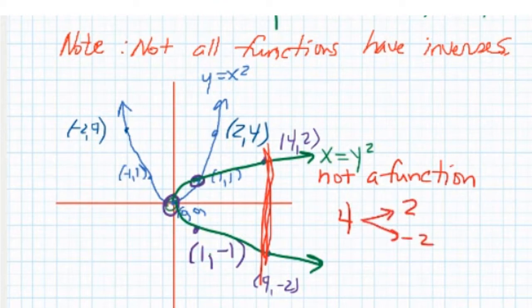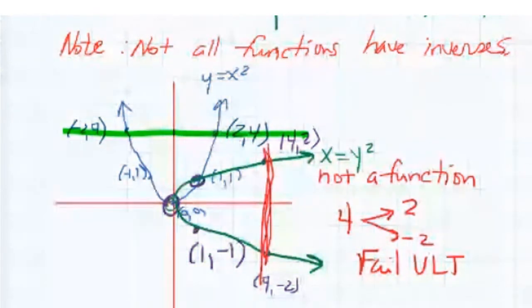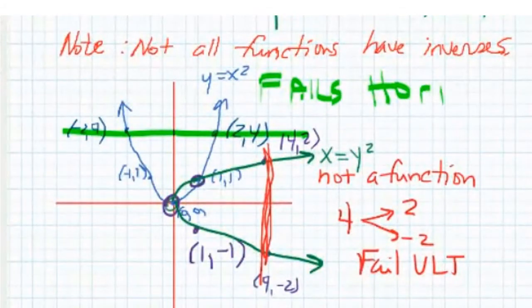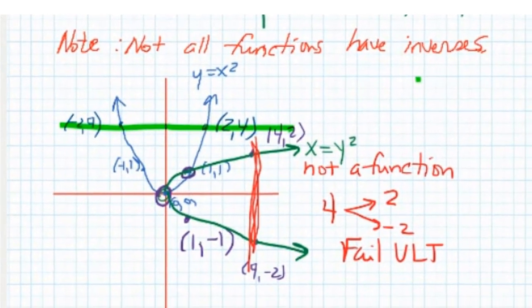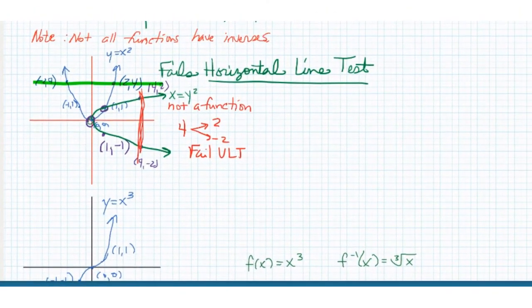All right, so why did that happen, that it's failing the vertical line test? It's because the original function had the characteristic that if you drew a horizontal line through it, you hit more than one point. So the original function fails the horizontal line test. Let me write it with a different pen here. Okay, HLT, horizontal line test. You can draw a horizontal line and hit more than one point. That means it fails the horizontal line test, and that means that it does not have an inverse.